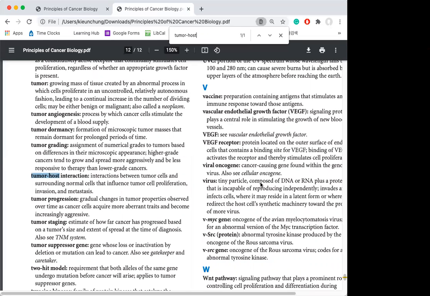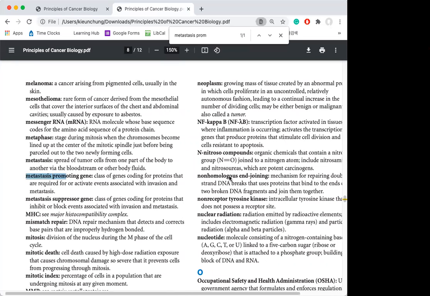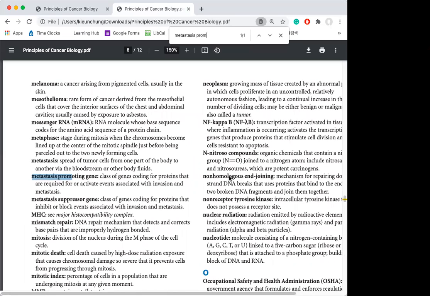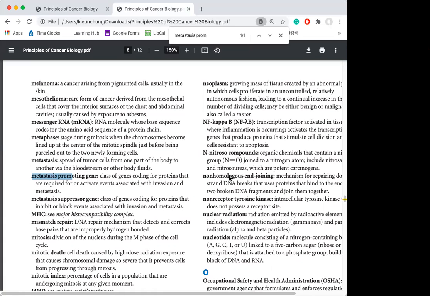Tumor host interaction. Interaction between tumor cells and surrounding normal cells that influences tumor cell proliferation, invasion, and metastasis. Metastasis-promoting genes. Class of genes coding for proteins that are required for active events associated with invasion and metastasis. Metastasis suppressor genes. Class of genes coding for proteins that inhibit or block events associated with invasion and metastasis.